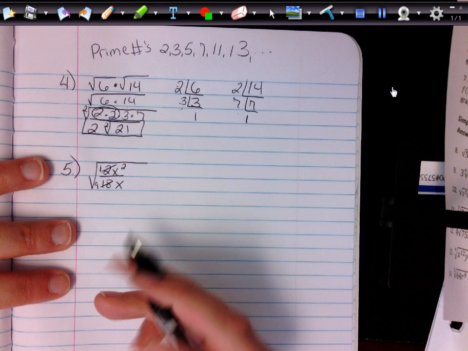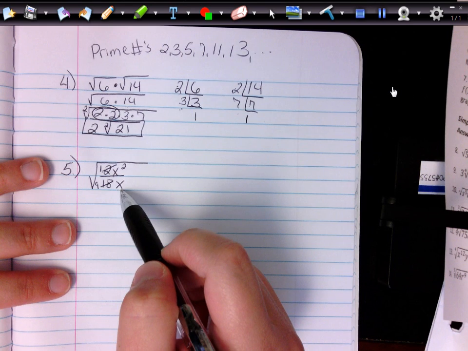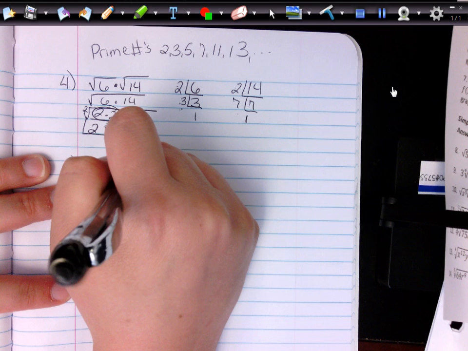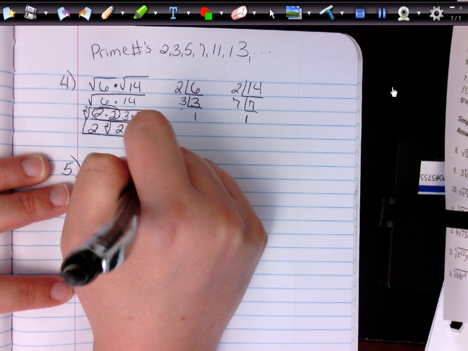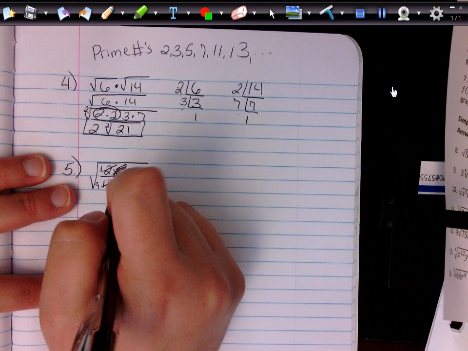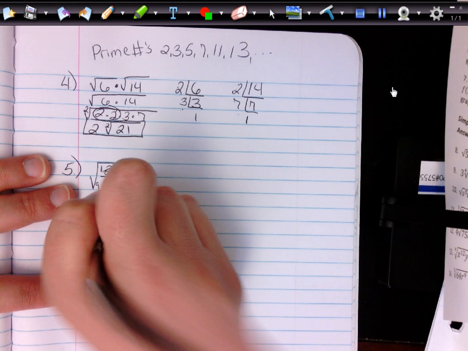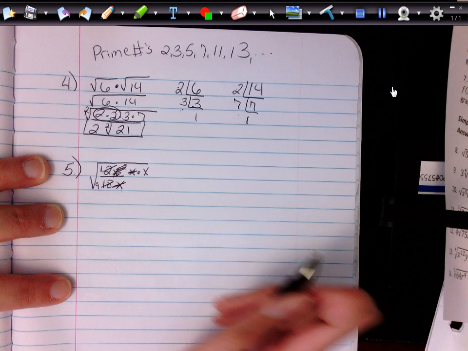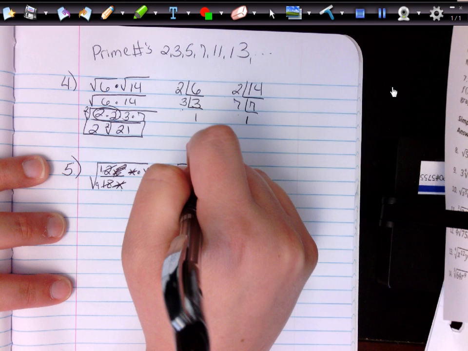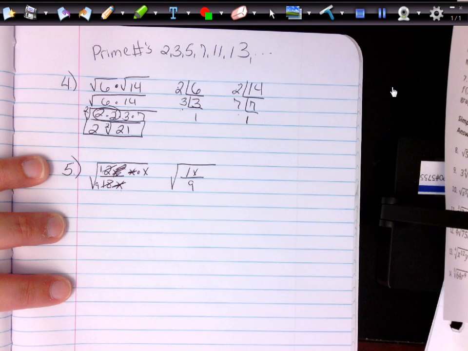I also have x's on the top and bottom. And we talked in chapter 12 about how if you have the same thing on the top and bottom, you can cancel. So instead of x squared, I'm going to write that as x times x. And I can see that this x and this x are going to cancel. So now I'm going to clean this up a little bit. And I have a 1x on top and a 9 on the bottom.